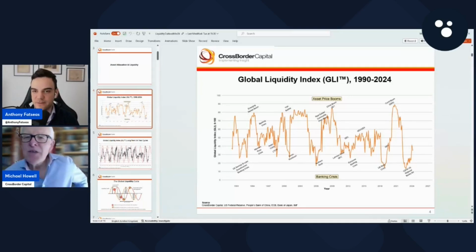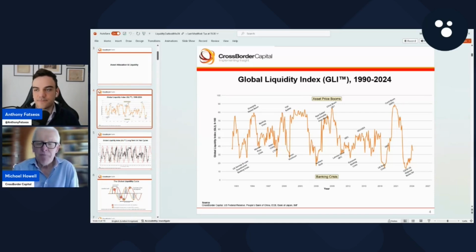So the first slide that you can see is entitled the Global Liquidity Index. And this is showing the course of liquidity in the world economy. This is money flowing, an index of money flowing through world financial markets, going back to the early 1990s. And what it shows is gyrations, understandably, a cyclical movement.